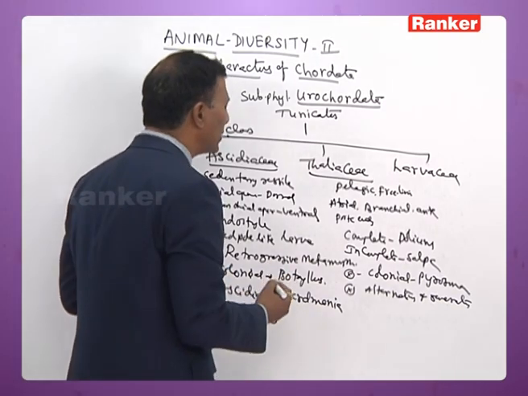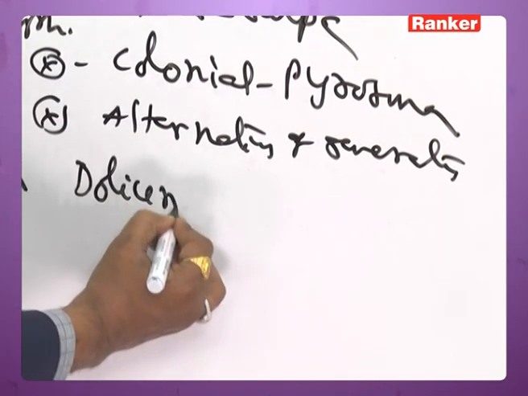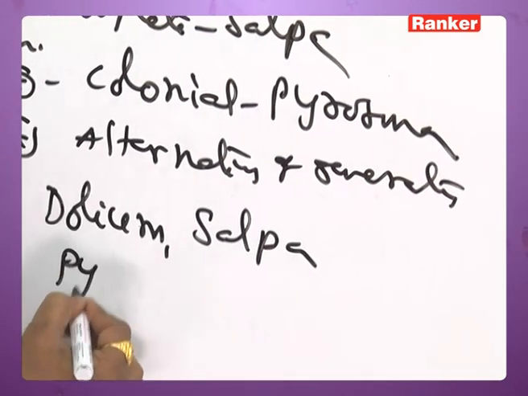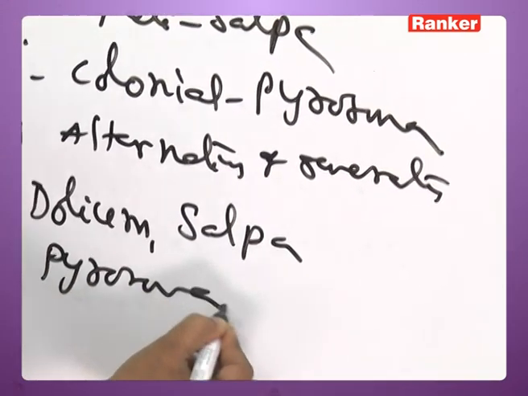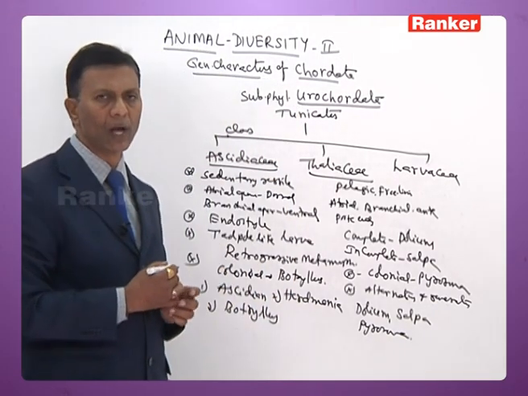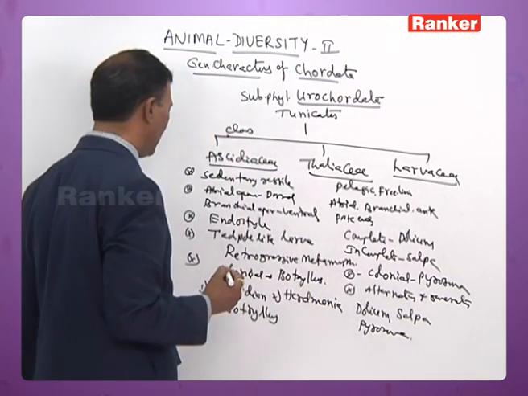Then the examples for Thaliaceae are Doliolum, Salpa, and Pyrosoma. Pyrosoma is not only colonial, it is bioluminescent. Then the Larvaceae.